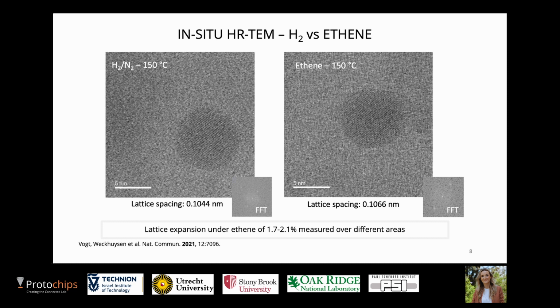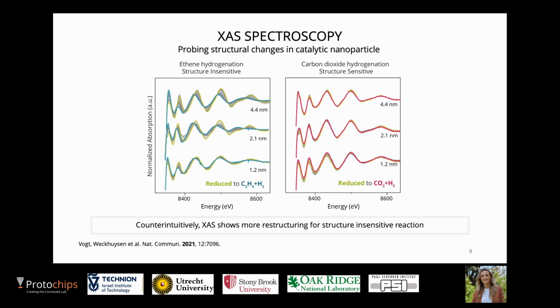So after doing these transmission electron microscopy experiments with the protochip cell, we knew that there was some effect of ethene and there was no effect of CO2 hydrogenation. So we wanted to look at it in more detail. We did in situ X-ray absorption spectroscopy, quick XAS actually. So we measured a spectrum. We had the time resolution to measure a spectrum every 100 milliseconds.